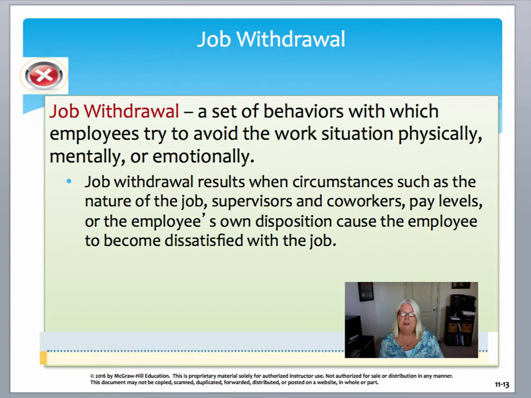And what happens sometimes when employees aren't engaged, job withdrawal happens. This is behaviors where the employee tries to avoid the work situation physically, mentally, or emotionally. Okay, and this is when they become disengaged with the job and that sort of thing.